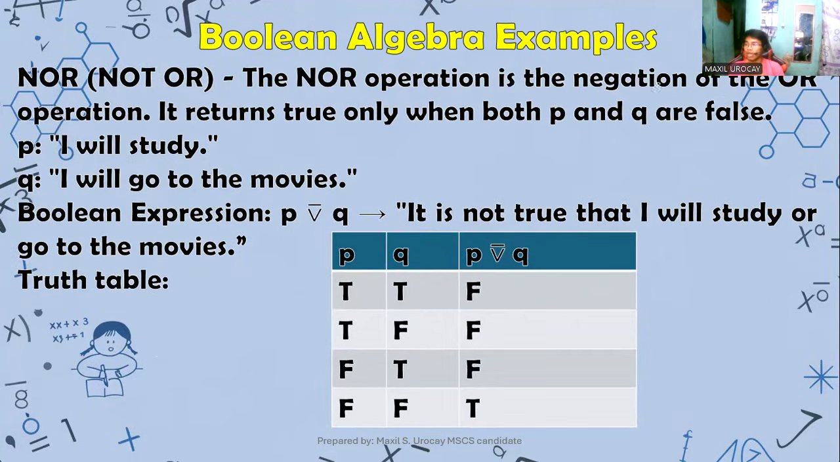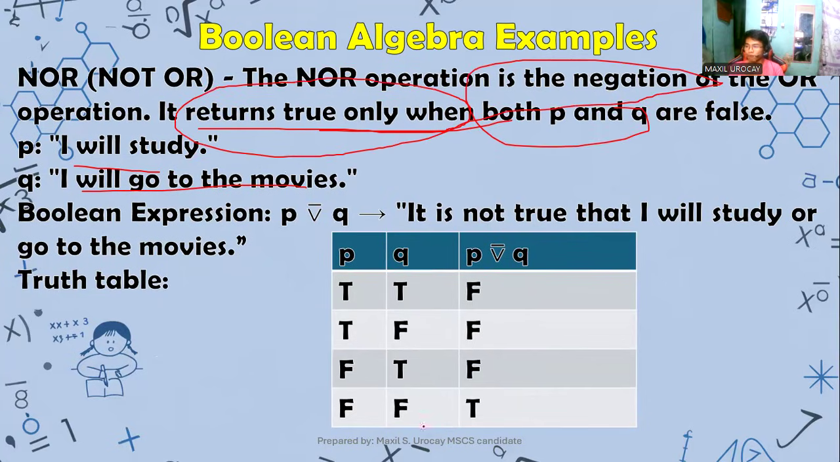Now for NOR, it is the negation of the OR operation that returns true when both P and Q are false. I will study or I will go to the movies, meaning it is not true that I will study or go to the movies. That's basic. It returns true only when both P and Q are false. NOR is just the negation of OR. So for the OR earlier, true plus true is true. True plus false is true. False plus true is true. False plus false is false.